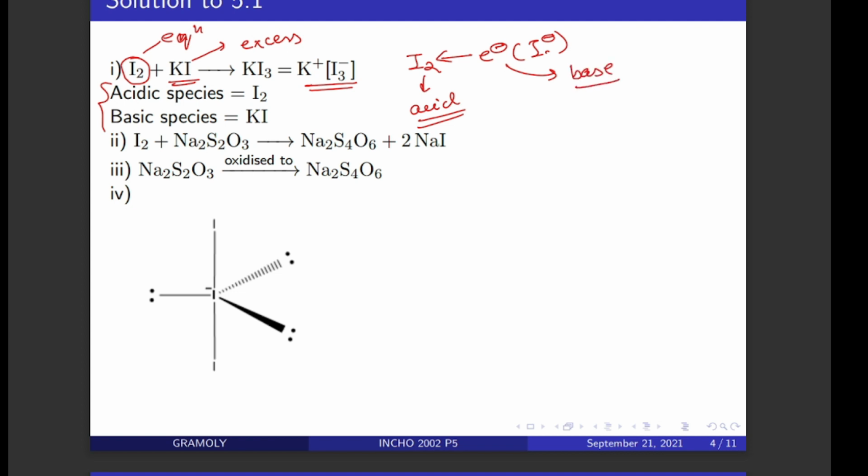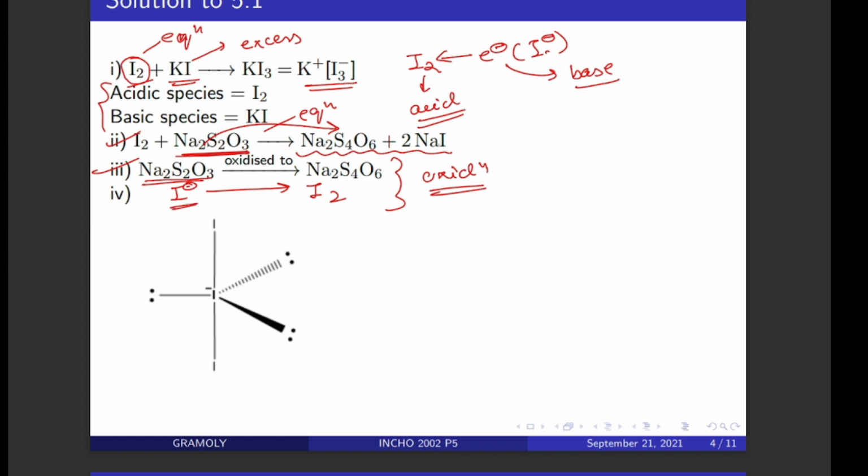Secondly, the liberated iodine from equation 1 reacts with Na2S2O3, which is being given externally, and this particular reaction is quite famous, so I need not tell much about it. So this reaction happens. Na2S2O3 is getting oxidized to Na2S4O6, and in the first reaction we are getting I minus to I2. So in these two reactions oxidation happens, and the species being oxidized are Na2S2O3 and I minus respectively.